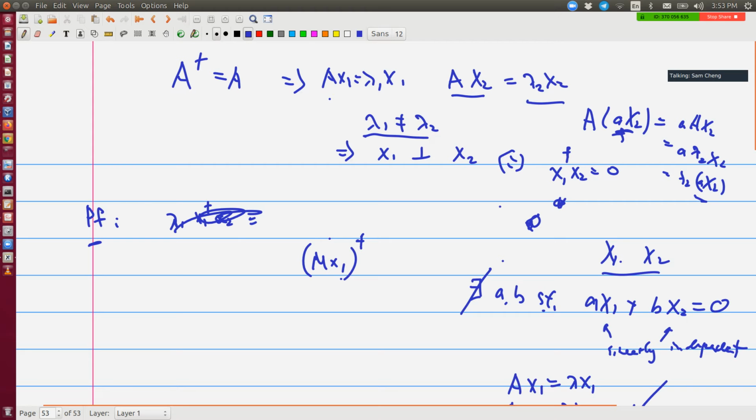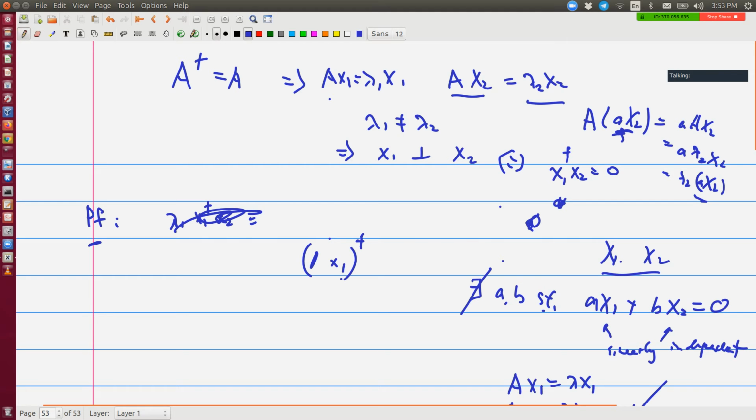Should be orthogonal when the eigenvalues are different. Yeah. How to prove that? We are trying to prove it here. So let's consider this: x1 and x2 are eigenvectors of, let's use A here.